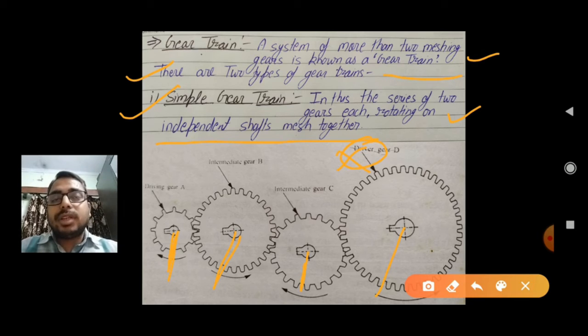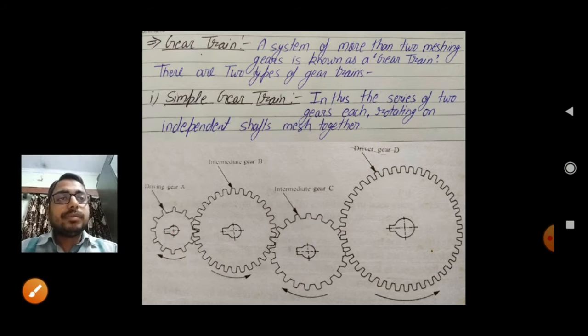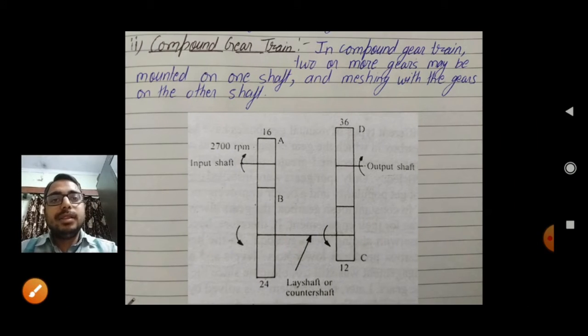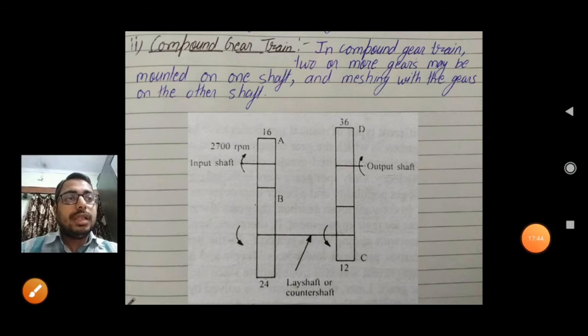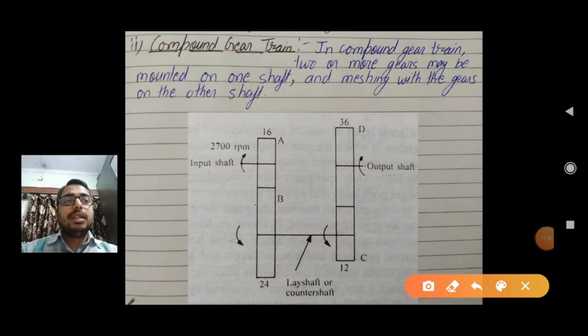I have explained that gear trains are basically of two types. The first is the simple gear train and the next one is the compound gear train. Now I will talk about the compound gear train. A compound gear train is a gear train in which two or more gears may be mounted on one shaft and mesh with the gear on the other shaft.